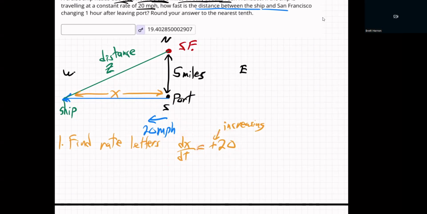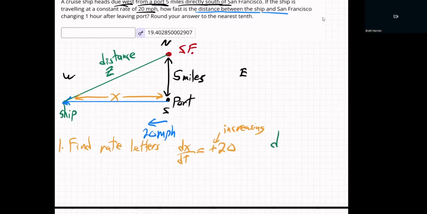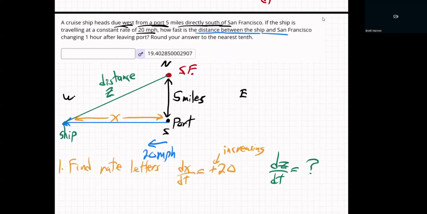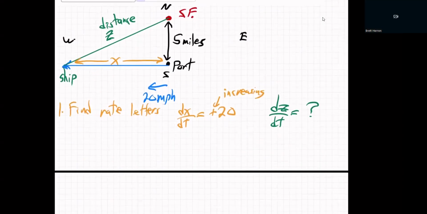Okay. And what else is changing? Well, they're asking for dz/dt. That's what they want to know. There's no other rates mentioned, is there? No other rates mentioned or asked for, right? How fast is the distance changing? Yeah. All right. So that's just X and Z. Okay. Off we go to step two.